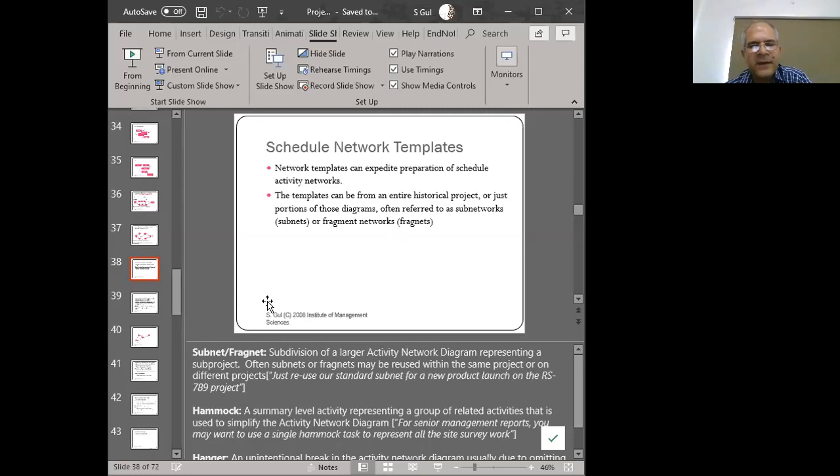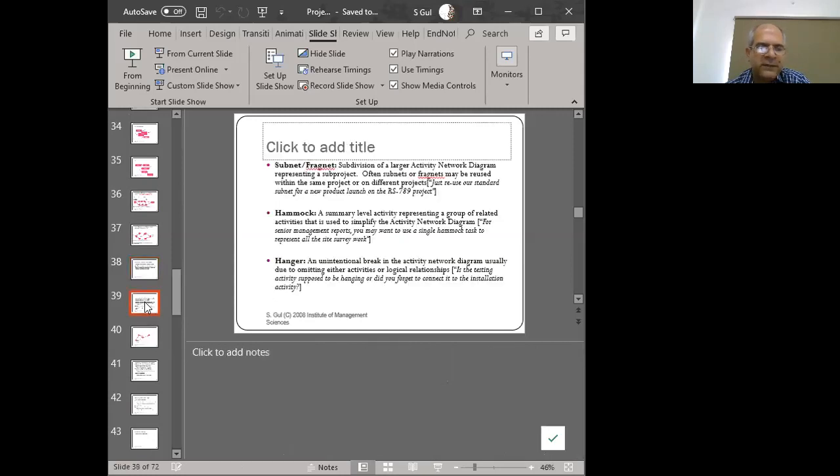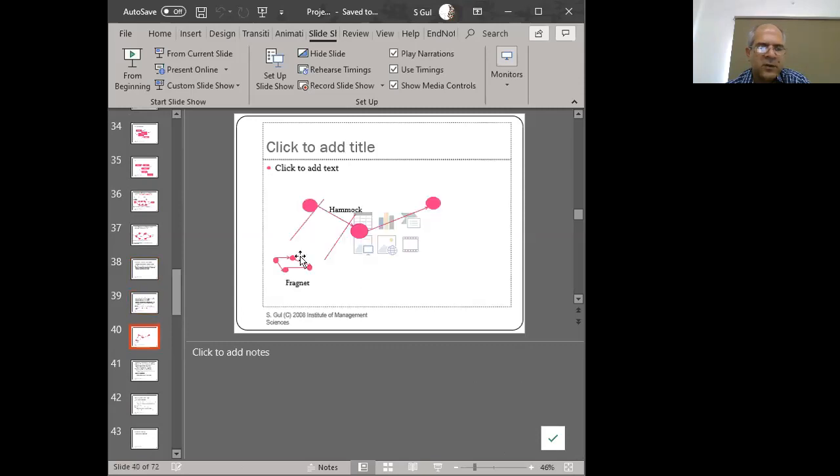Now we should have this idea of subnets or fragnets, right? What does a subnet or a fragnet mean, and what does it look like? For example, we have these three circles here. We've got an activity, and then that finishes another activity, and then that finishes another activity.